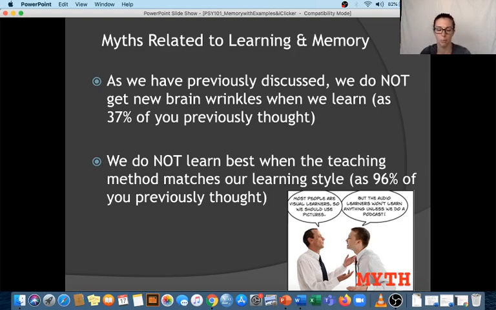Myths. We don't get new wrinkles when we learn things. Yeah, we talked about that already. And we do not learn best when the teaching method matches our learning style. Learning style research is completely bunk. I apologize if I'm popping this bubble for you. There is basically no empirical evidence that learning styles are a thing. So no, you're not an auditory learner.